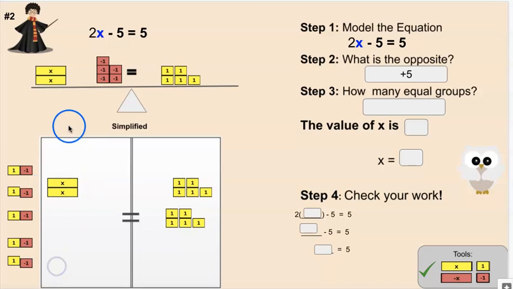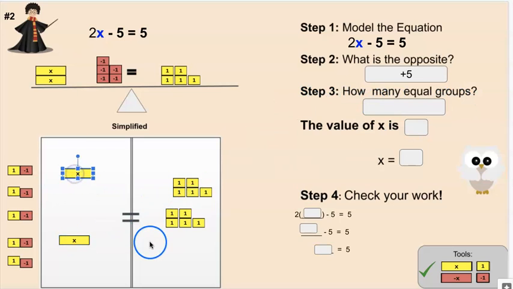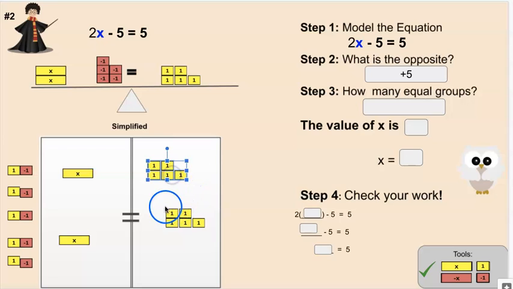So here we made 5 zero pairs, and on this other side we don't have any zero pairs because they're all positive numbers. So now we're going to step 3. How many equal groups? So we want to know the value of each x, and we have 10 on each. We have 10 total of 10. So I'm just going to move those over here and move these 5 over here. So now we can see that x equals 5 and this x equals 5.